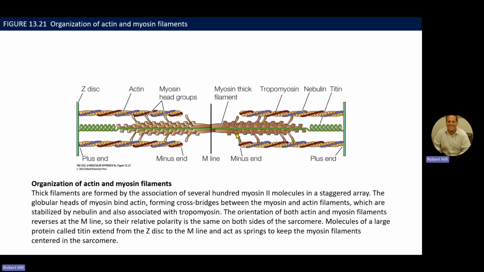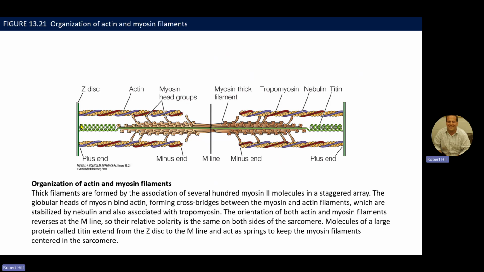And tropomyosin is a protein that can block the myosin head from binding to actin. Nebulin is a protein that gives this some additional rigidity. And then titin is a very elastic protein that you can see runs all the way through the myosin. And after it's done contracting, it's that elasticity from the titin protein that allows the Z discs to go farther apart again.